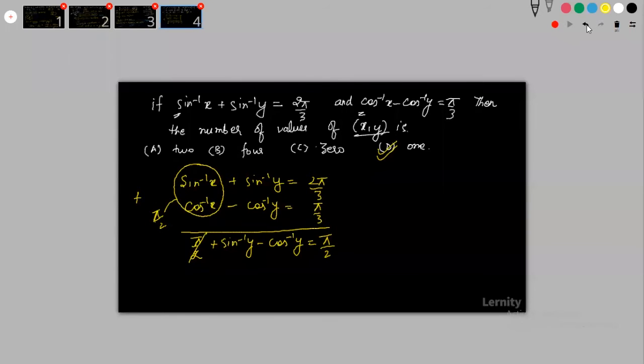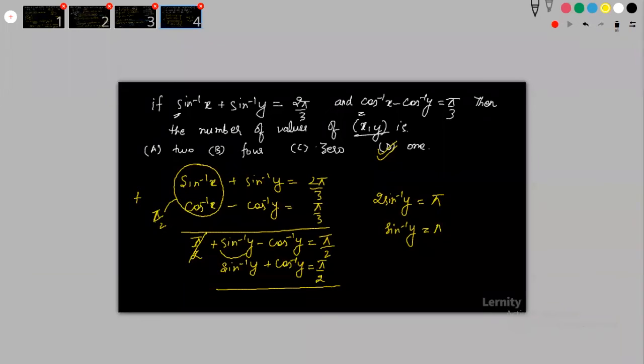So by adding these two equations, I am getting sine inverse of y plus cos inverse of y is equal to pi by 2. Now I can still simplify this further by converting sine inverse of y or cos inverse of y into the other form. So this is sine inverse of y, and I know that sine inverse of y plus cos inverse of y is equal to pi by 2. If I add these two, I will get 2 sine inverse of y is equal to pi. That means sine inverse of y is equal to pi by 2.